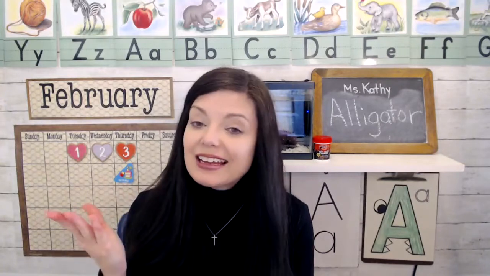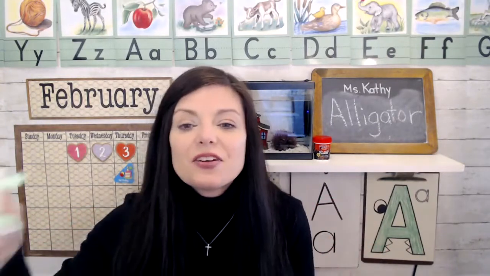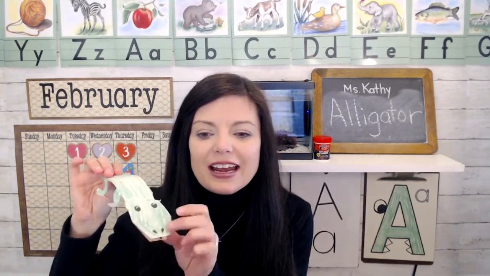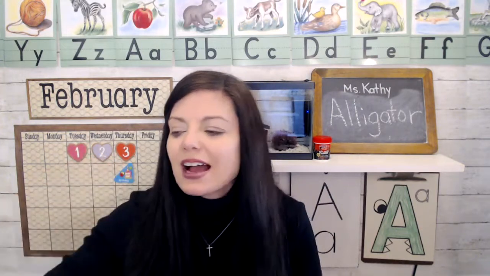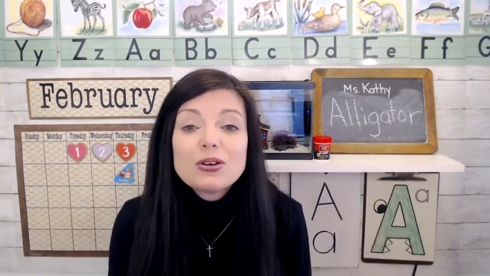For A is for alligator, I have a fun science experiment that you can do. First of all, you could talk about the difference between an alligator and a crocodile. Alligators have kind of flat snouts or noses. This is just a little paper craft you can make today for art, but this is an alligator with a flat snout, but crocodiles have kind of a triangular snout, a pointed snout or nose.